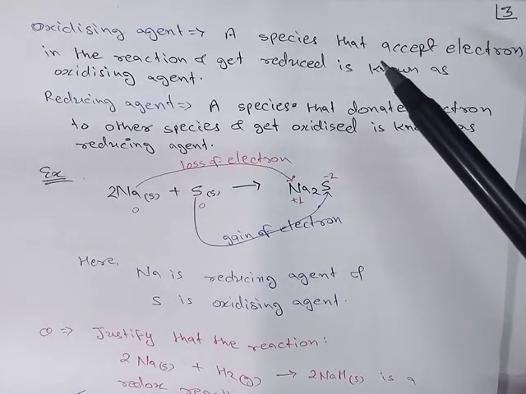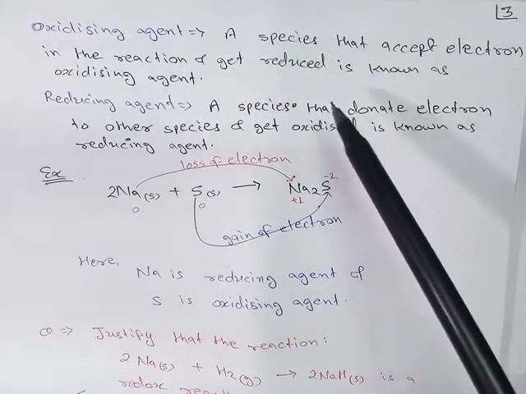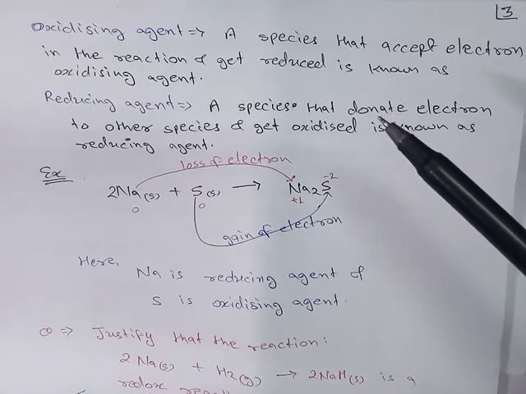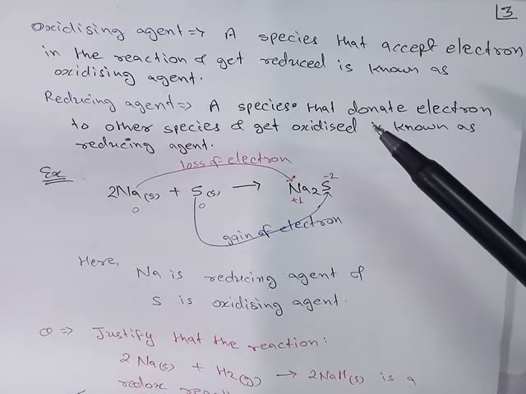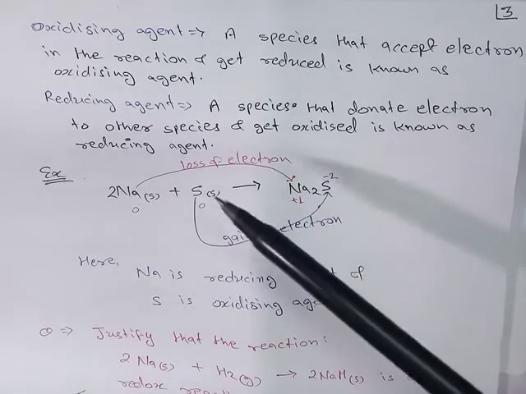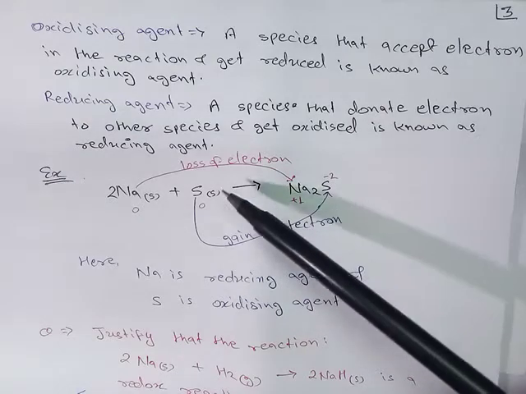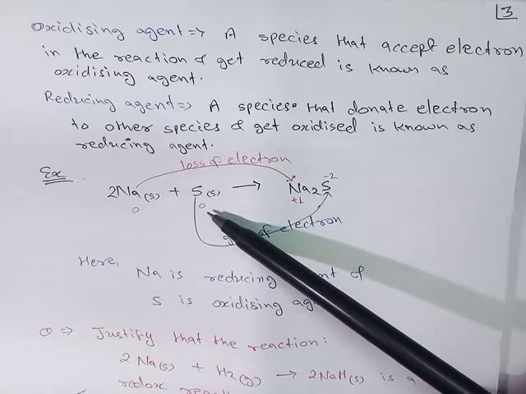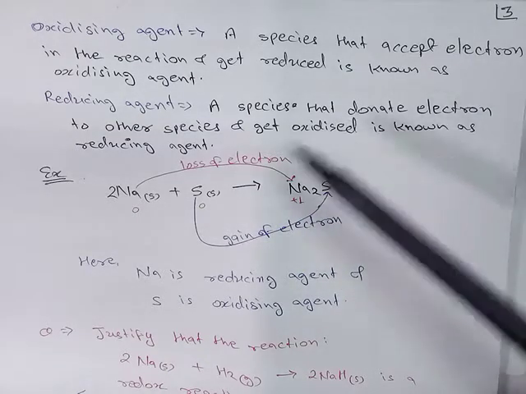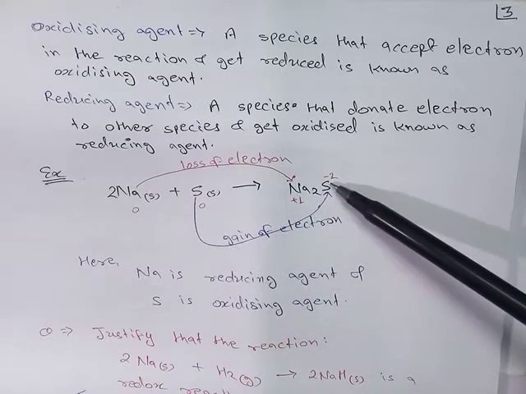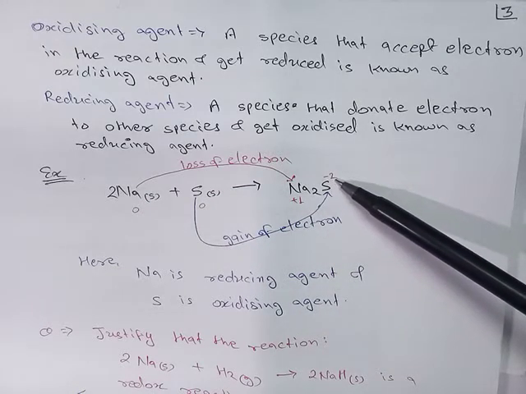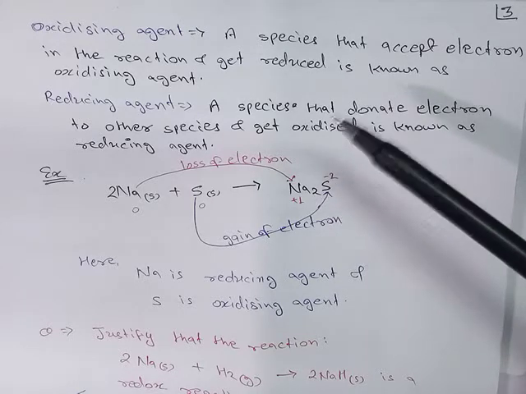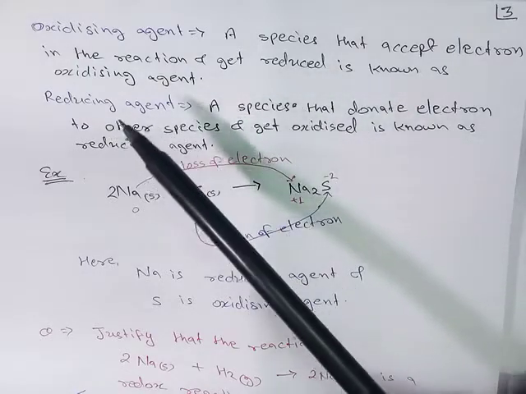So according to the definition of oxidizing agent, a species that gains electrons and gets reduced in the chemical reaction is known as oxidizing agent. Here sulfur gains electrons, going from 0 oxidation state to -2 oxidation state. So reduction of sulfur takes place, and any species which is reduced in the chemical reaction is known as oxidizing agent. And the other thing is reducing agent.